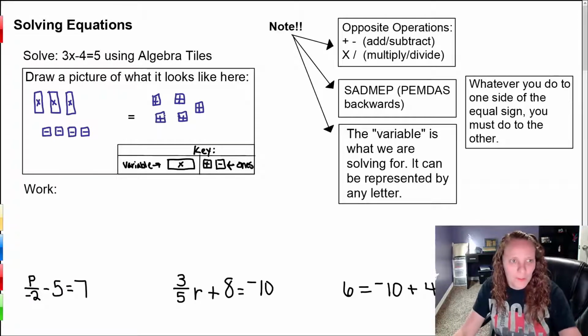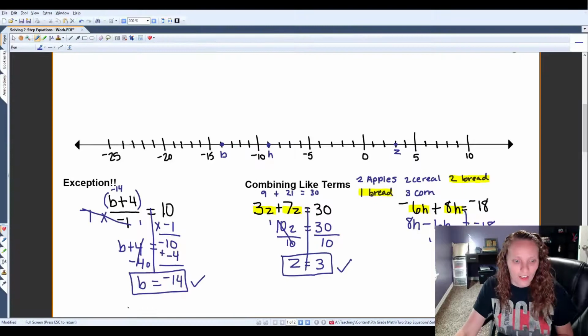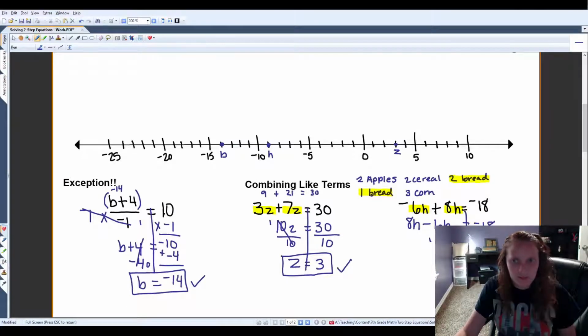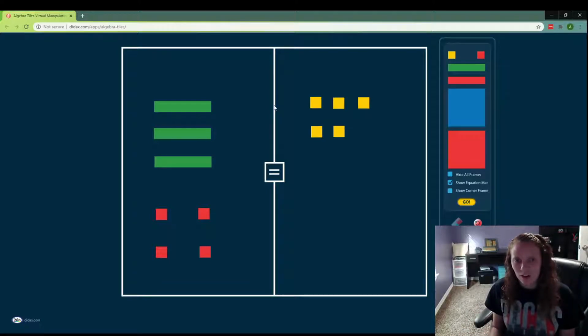Now we're going to solve this equation using actual algebra tiles first, and then I'm going to show you how the work should be done. So here's our algebra tiles. The 3 x's, they're green, they're positive. They just don't have an x on them. And then minus 4 are red for negative, and then the 5 yellow blocks, that's positive 5. And we want to solve for this to figure out what 1x is equal to.